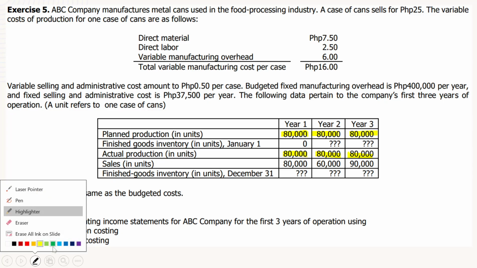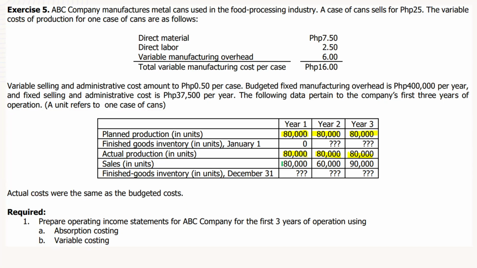However, when you look at the sales, they vary year to year. Year 1, it's 80K. Year 2, it's 60K. Year 3, it's 90K. Okay. So we are to prepare absorption costing income statements for years 1, 2, and 3. The selling price is 25. Year 1, 80K. Year 2, 60K. Year 3, 90K. So let us first calculate the fixed overhead per unit.